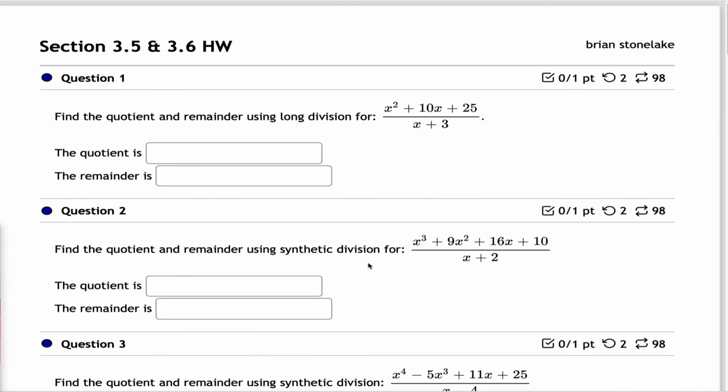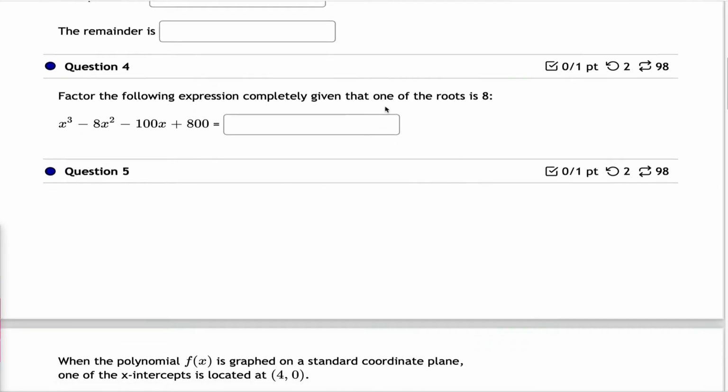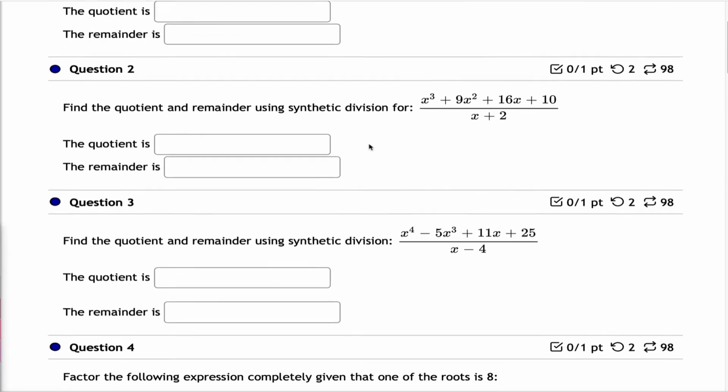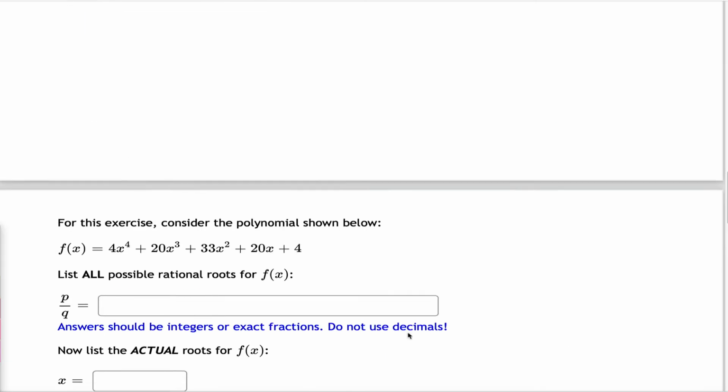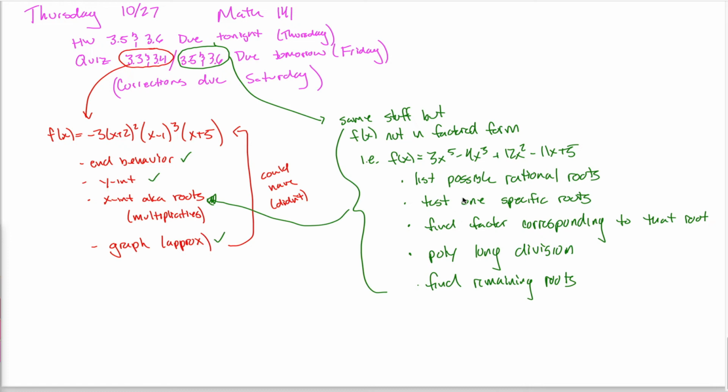All right, so let's do a few. The first 1, 2, 3 are all the same. How about that? They're all just polynomial long division. And the reason I ask you to do the same thing over and over again is because when you go through this big process, which is what you'll be doing on the quiz, one of these steps is polynomial long division. So numbers 1, 2, and 3 on the homework do just this step.